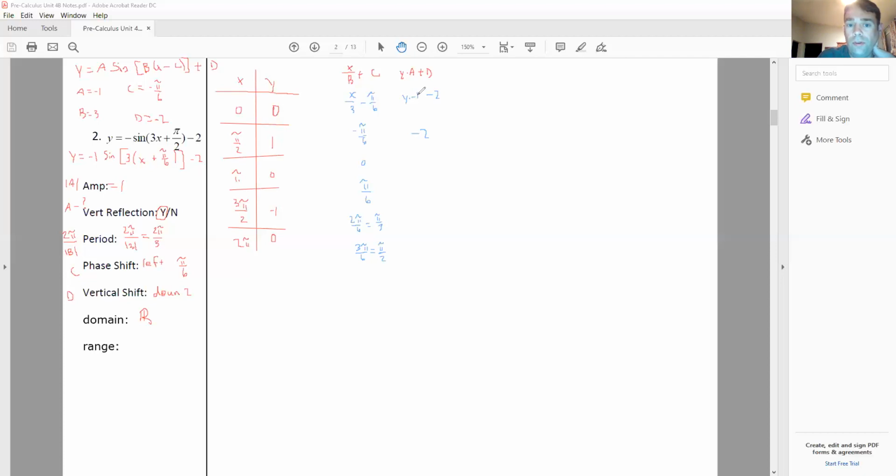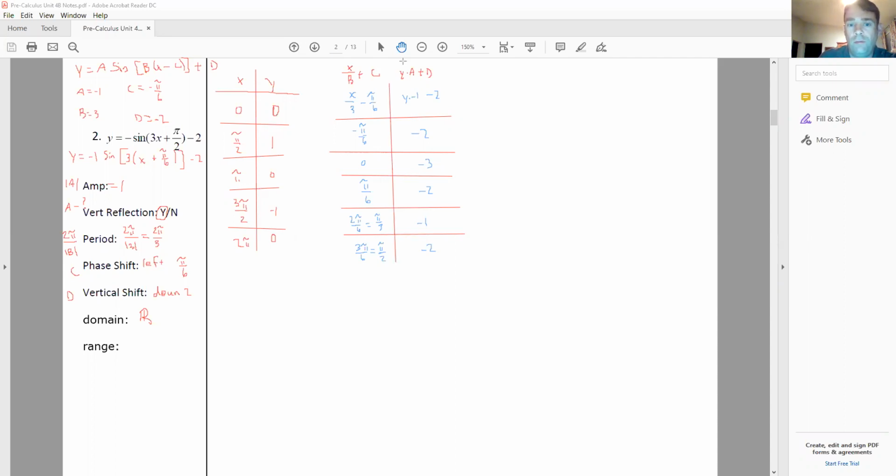Plug my 1 in here. 1 times -1 is -1. Minus 2 is -3. -1 times -1 is a +1, minus 2, which is -2. We're just plugging all our x's and y's from the original graph into our transformations to get them redone for us here.